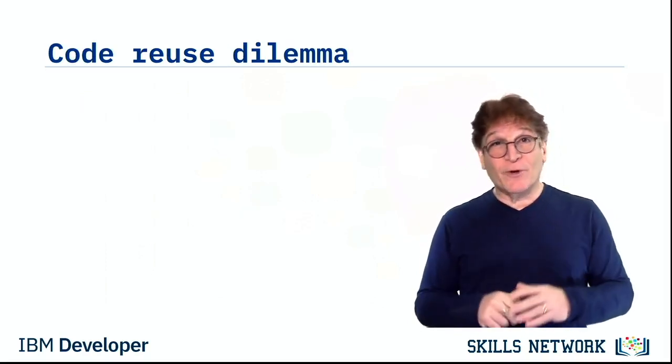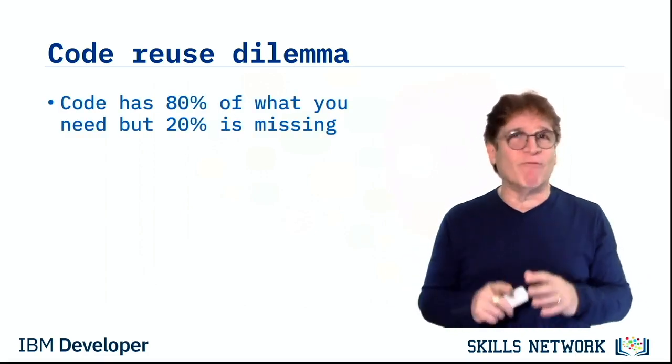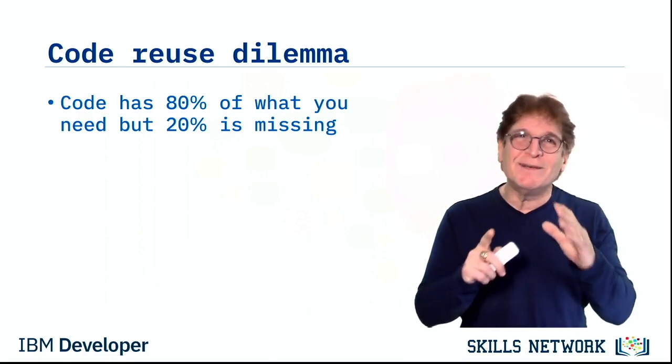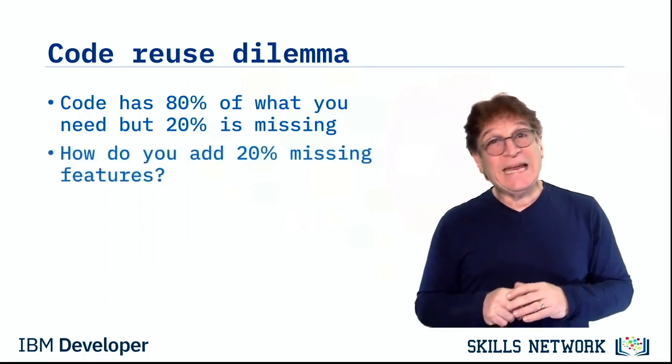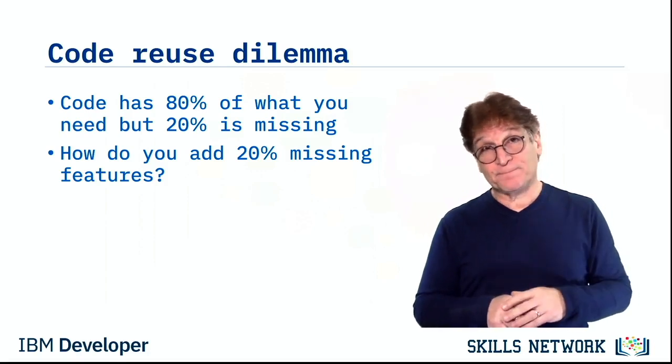What problem is social coding solving? Well, let's say you see a component. It's 80% of what you need, but there's some missing features. How do you add those missing features? You now have a decision to make.